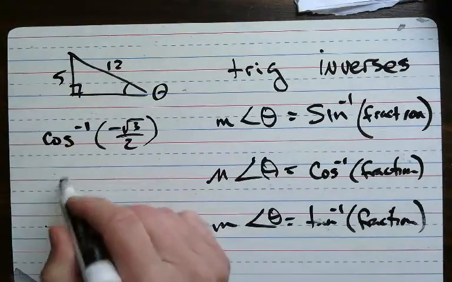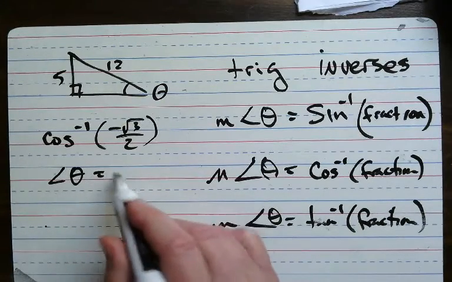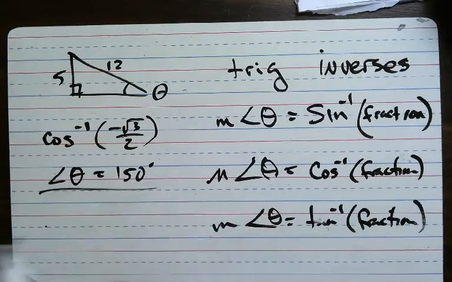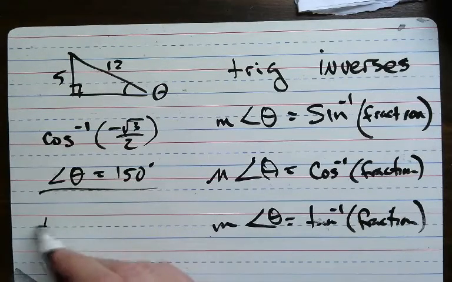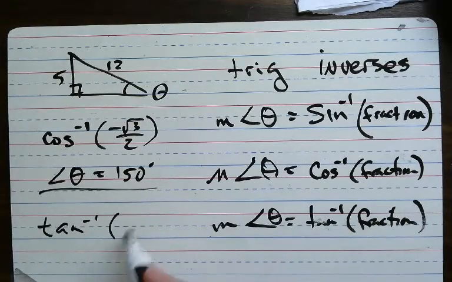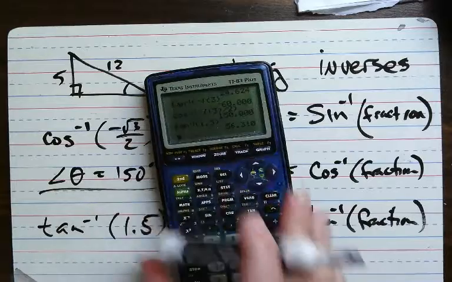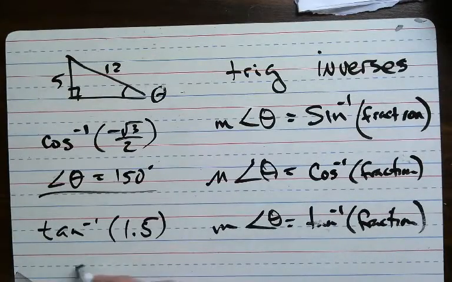Hey! Measure of angle theta, 150 degrees. So it doesn't matter if it's fractions or decimals or anything, you know. Tangent inverse of 1.5. Well, I'll do that. Tangent inverse of 1.5. There you go. 56.3 degrees. We can find any angle we want.